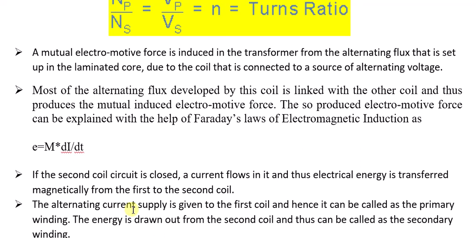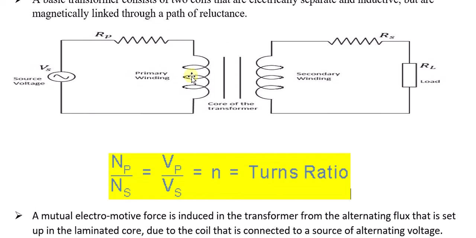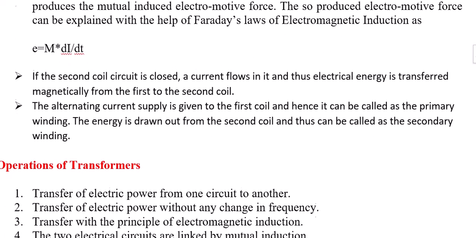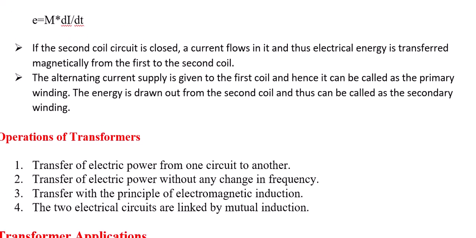So the alternating current supply is given to the first coil, and hence it is called the primary winding, and the energy which is drawn out of the secondary coil is called the secondary winding, which I already told you. So in this circuitry, this is the primary winding where I have to create the electric power. Here I am transferring the electric power. So this is primary, this is secondary, because from this only it is transferred. That's why it is primary, and which receives is secondary. So this is how the transformer mainly works.